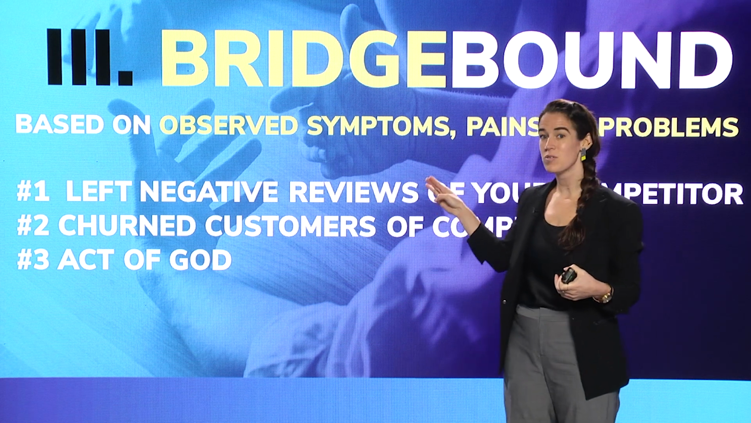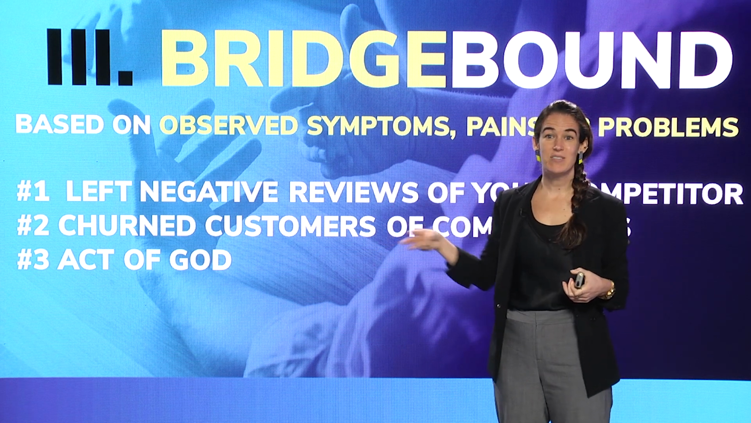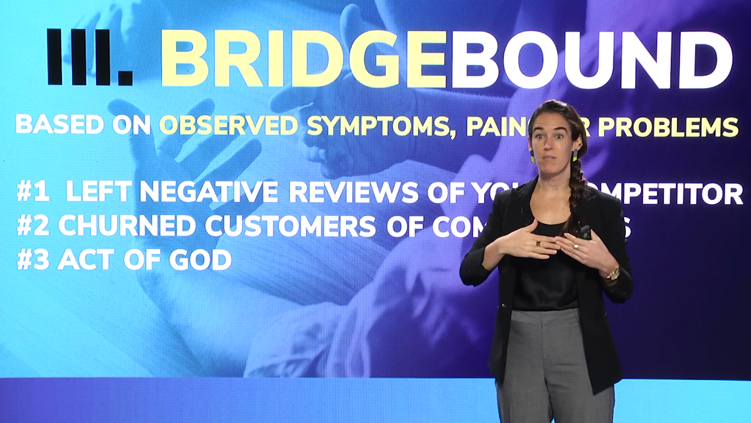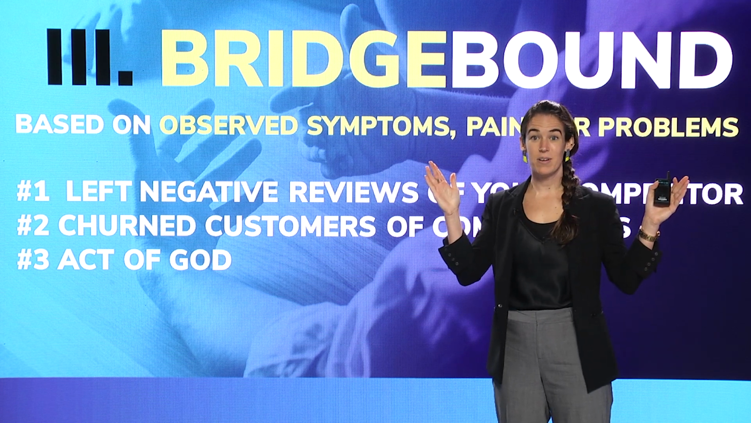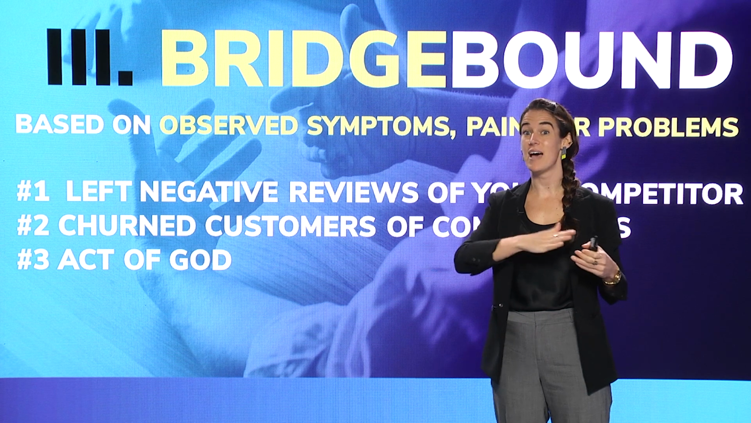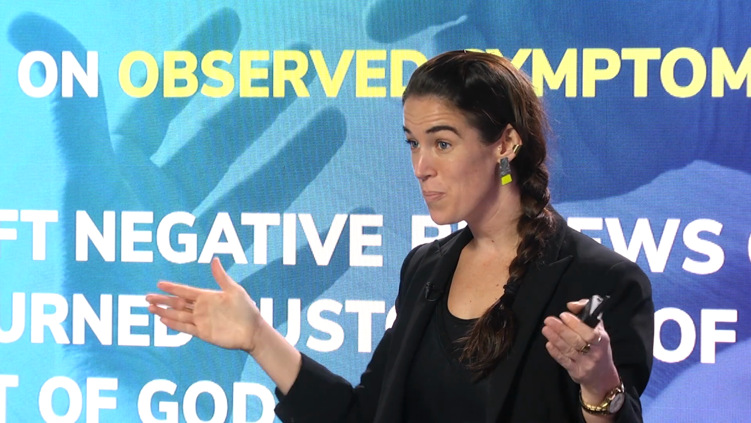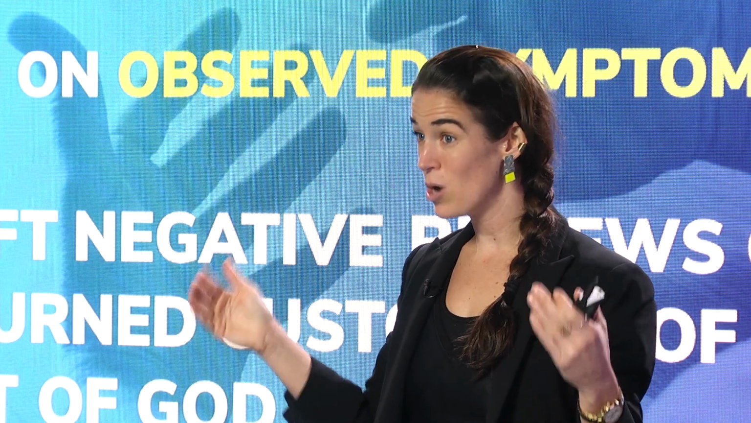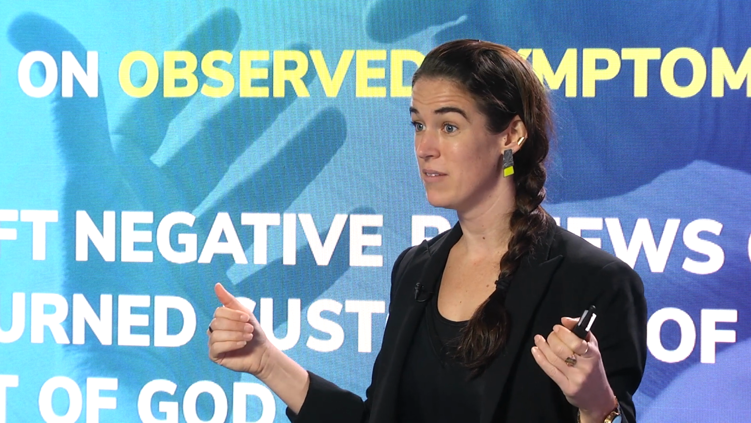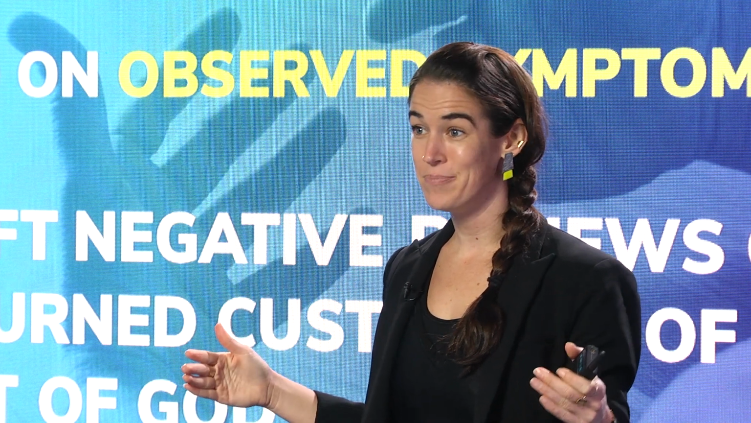Number three is going to be act of God. So an act of God sequence is when an overwhelming variable comes into play that all of a sudden gives a group of people, usually a large group of people, a pain point to alleviate. So I'll give you a great example.